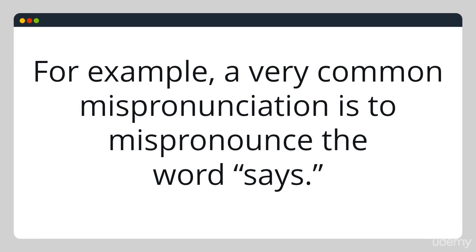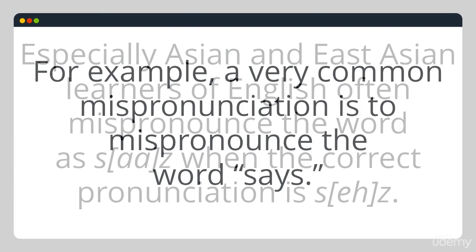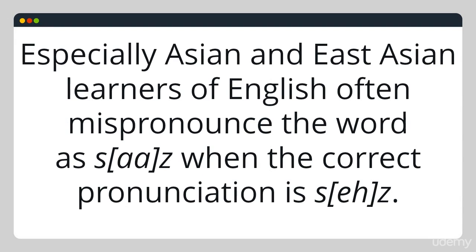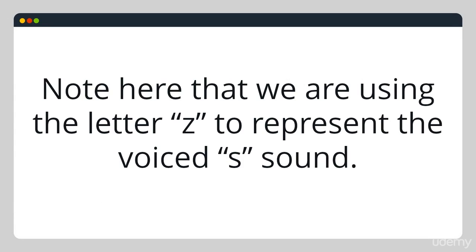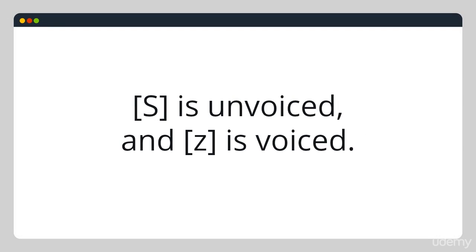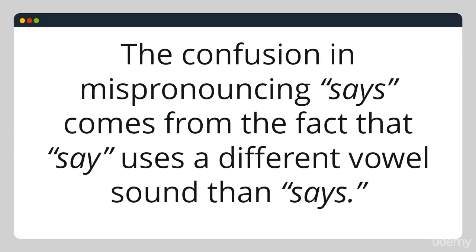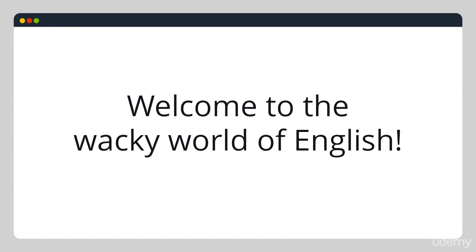For example, a very common mispronunciation is to mispronounce the word says. Especially Asian and East Asian learners of English often mispronounce the word as says, when the correct pronunciation is says. Note here that we are using the letter Z to represent the voiced S sound. S is unvoiced and Z is voiced. The confusion in mispronouncing says comes from the fact that say uses a different vowel sound than says. Welcome to the wacky world of English.